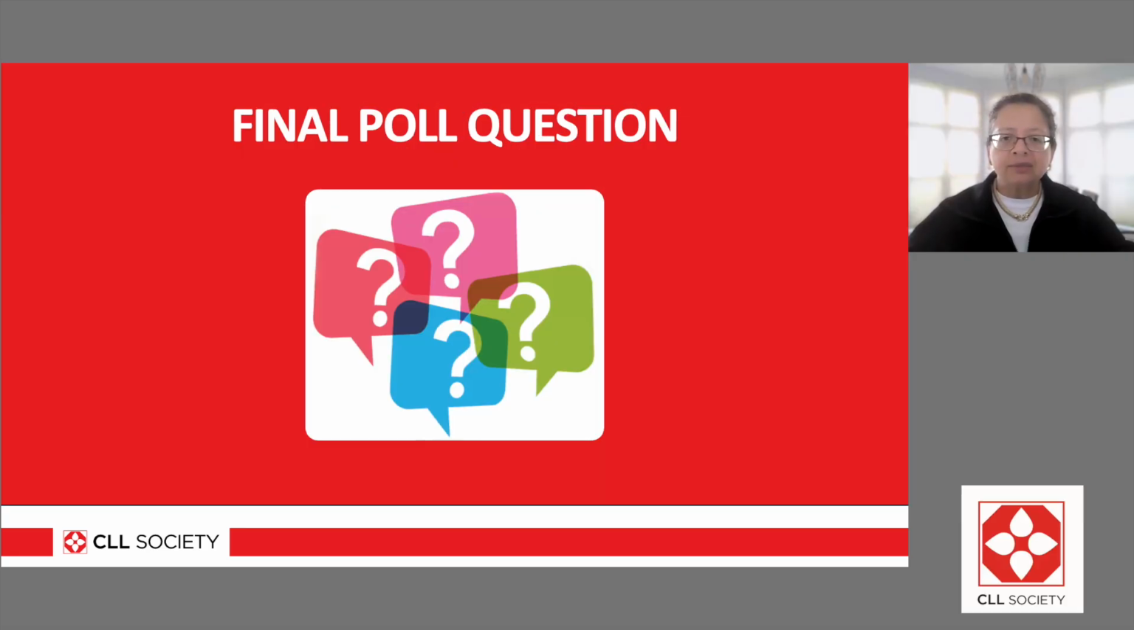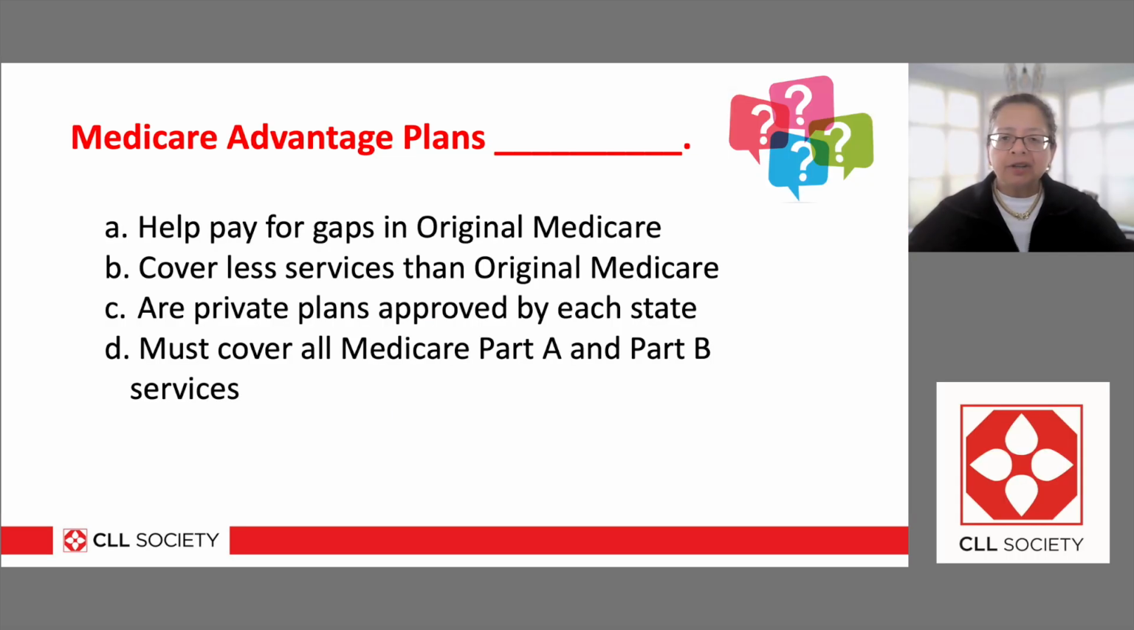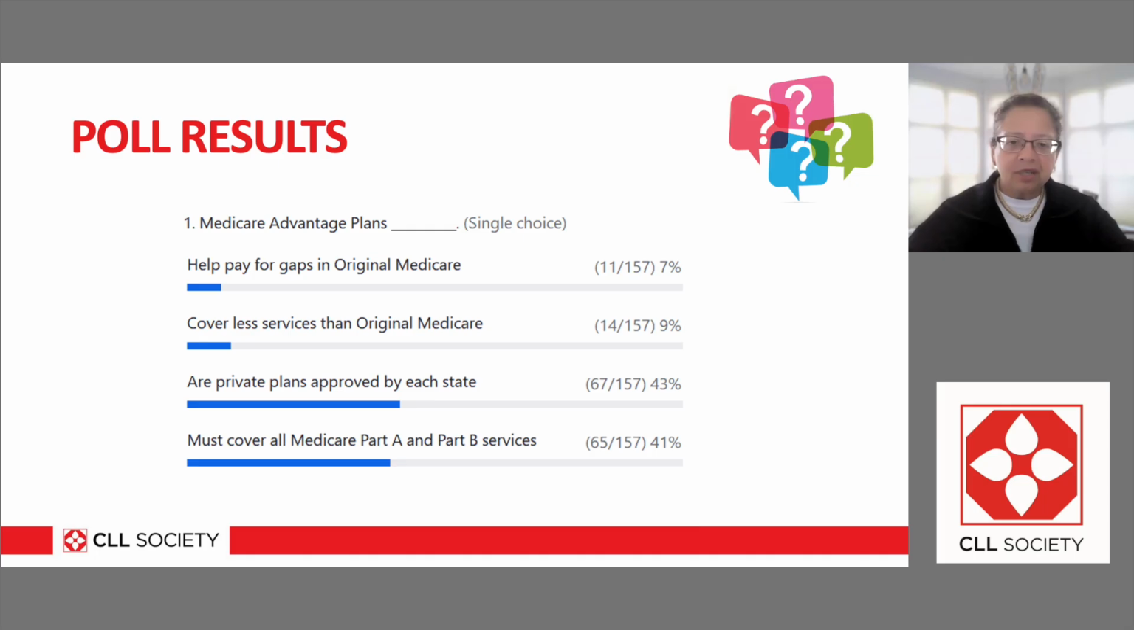Right, poll question. Medicare Advantage plans help pay for gaps in original Medicare, cover less services than original Medicare, are private plans approved by each state, must cover all Part A and Part B services. So the correct answer is they must cover all Part A and Part B services.